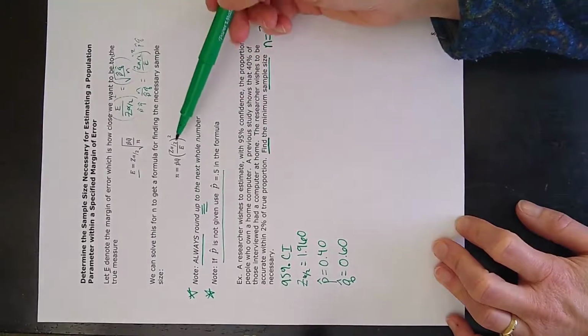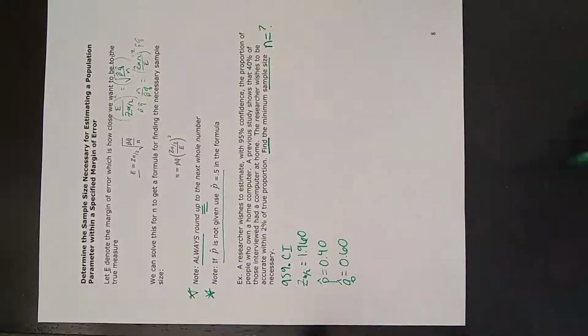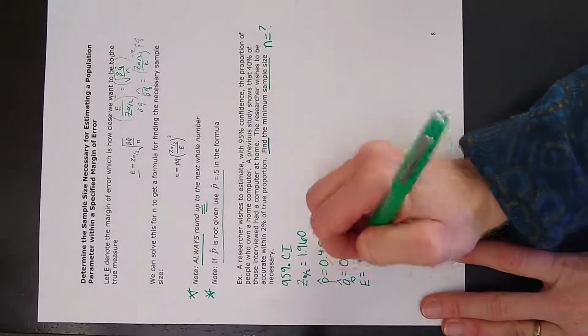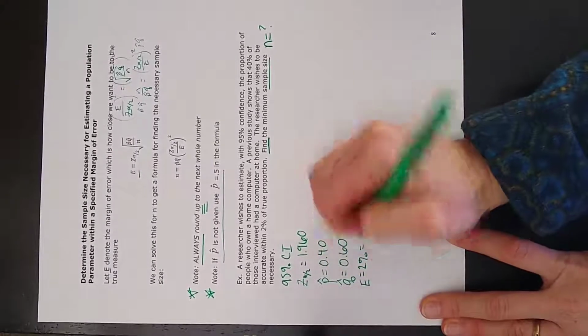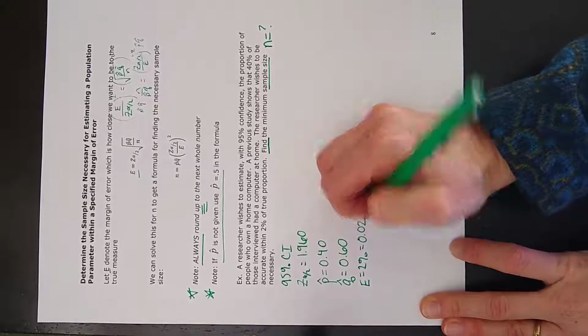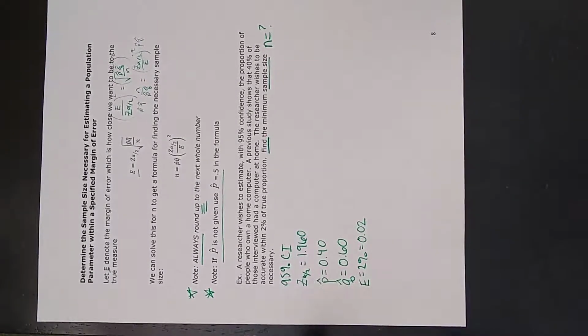Well, what have we identified up here? We've got our z, we've got our p hat, q hat. That's the E, right? The error. Okay. So this error of 2%, we're going to also convert to a decimal. Don't make it 0.2, that'd be 20%, right? 0.02. 2 divided by 100. You can do it that way as well. So there's all of our values that we need.